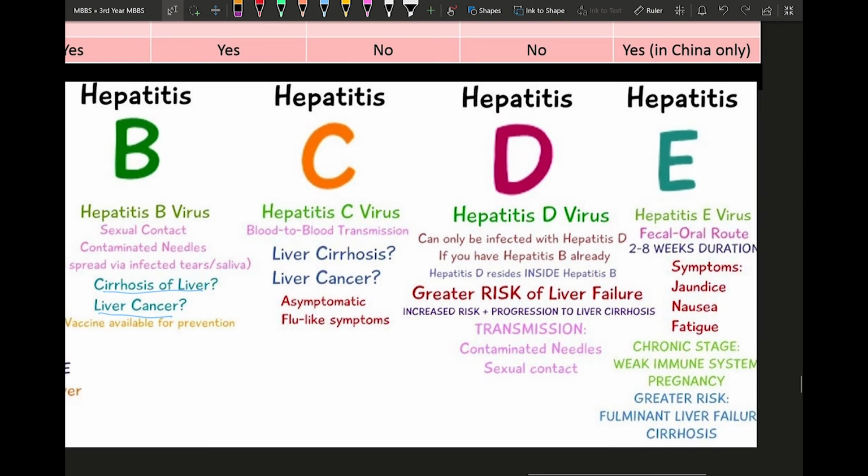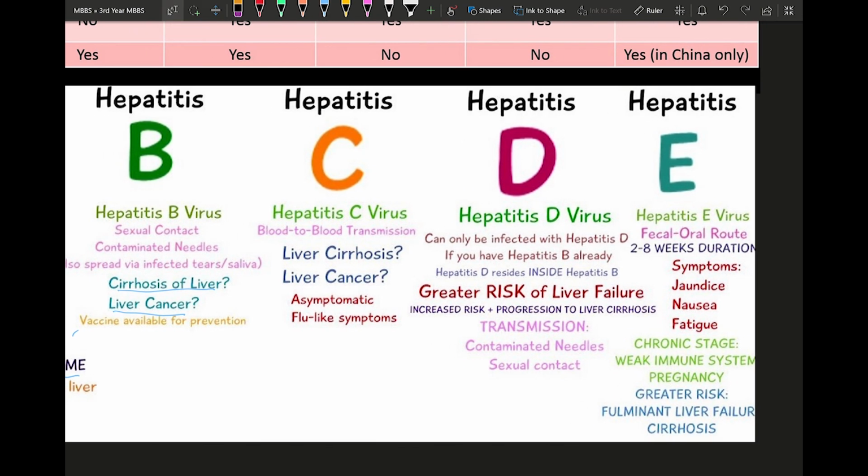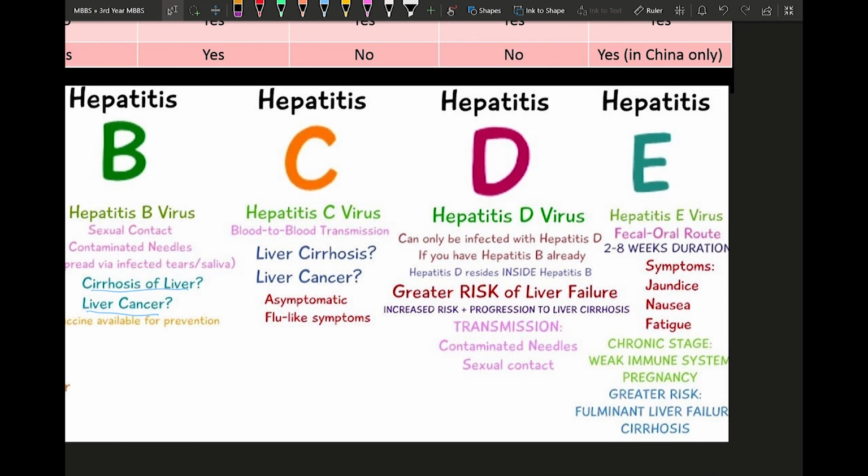Then hepatitis C, again it comes along with hepatitis B and doesn't come on its own. It's like a co-infection with hepatitis B. Hepatitis D, again only if you have hepatitis B can you be infected with hepatitis D virus. Hepatitis D resides inside hepatitis B virus. So D plus B means more risk of liver failure and liver cirrhosis. Again, it's transmitted via contaminated intercourse and sexual contact.